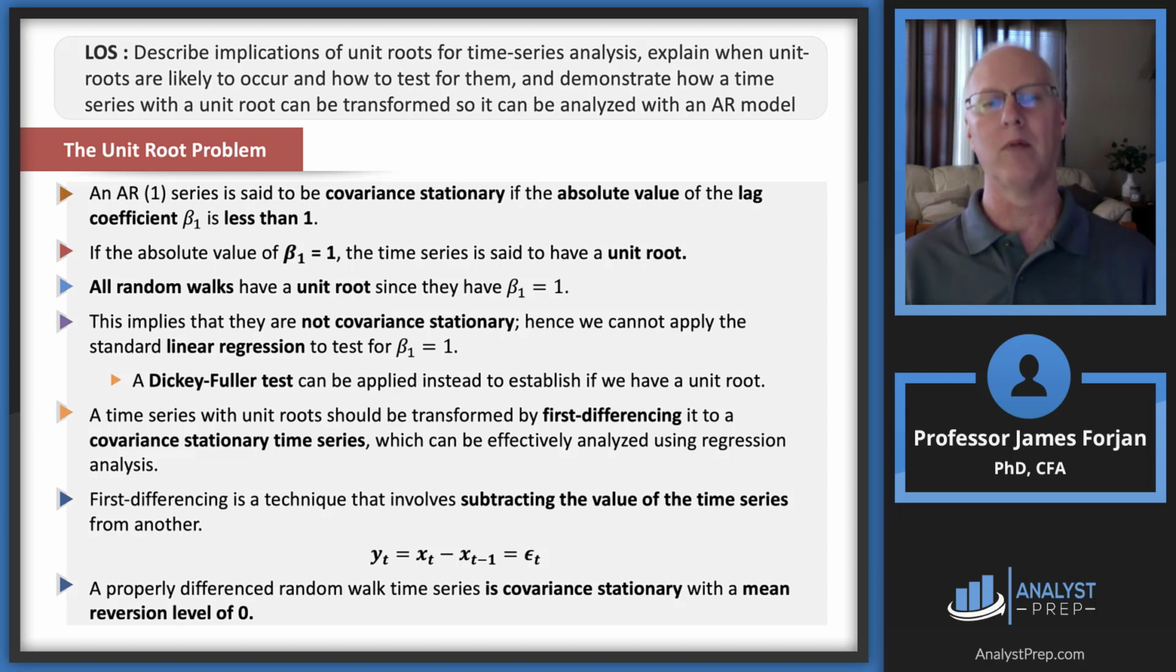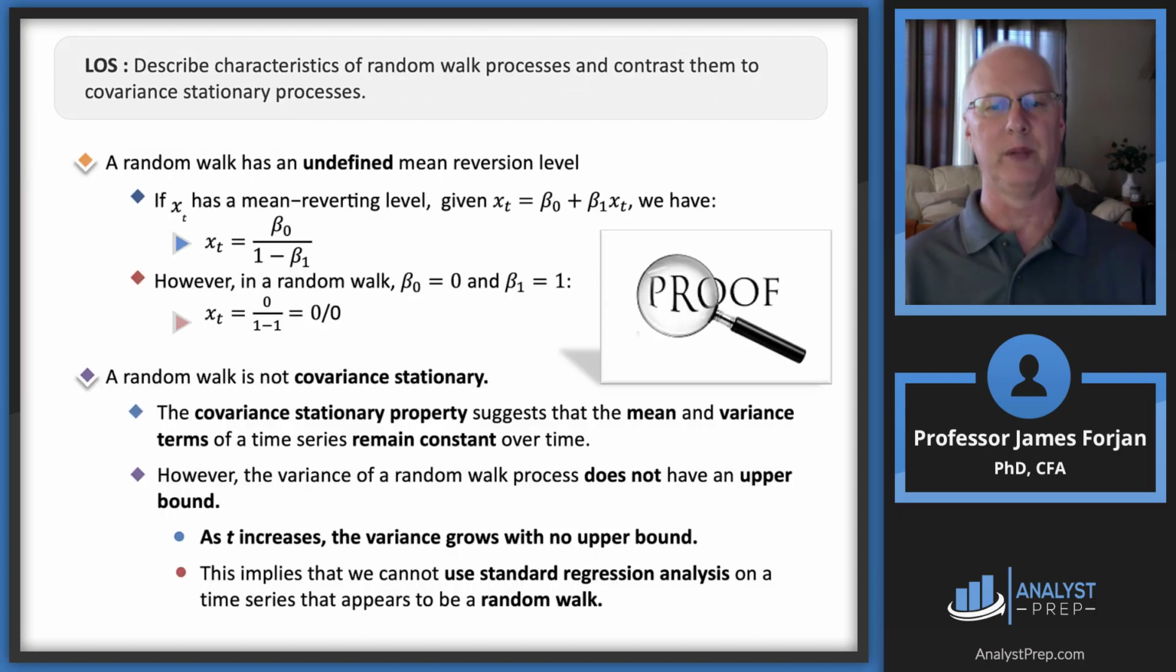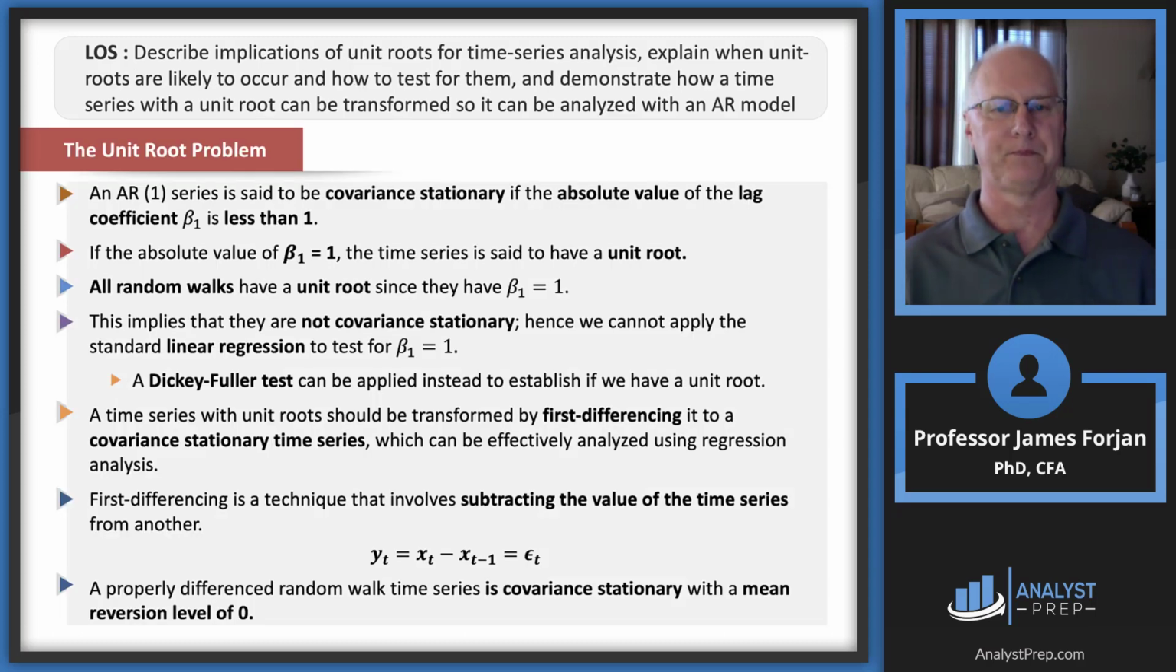So here's the problem with random walks. The problem is because of this undefined mean reversion level. They are not covariance stationary. We cannot apply standard linear regression for a test that beta 1 is equal to 1. So what do we do? Is it 4th down and 25 if we're playing football? And we just say, all right, let's punt. Let's just punt and give the ball to the other team. No, the answer is, let's go ahead and perform this Dickey-Fuller test to establish if we in fact have a unit root, and then we can do some first differencing.